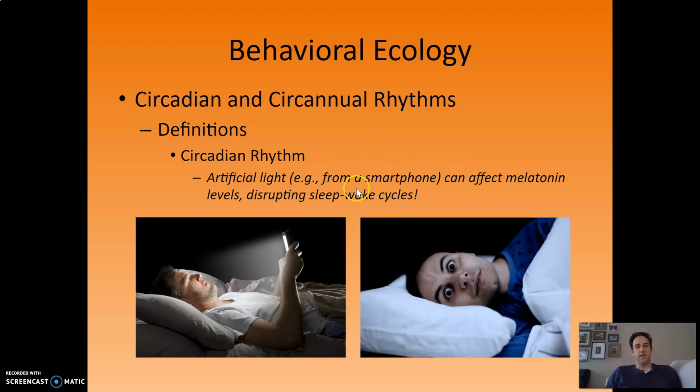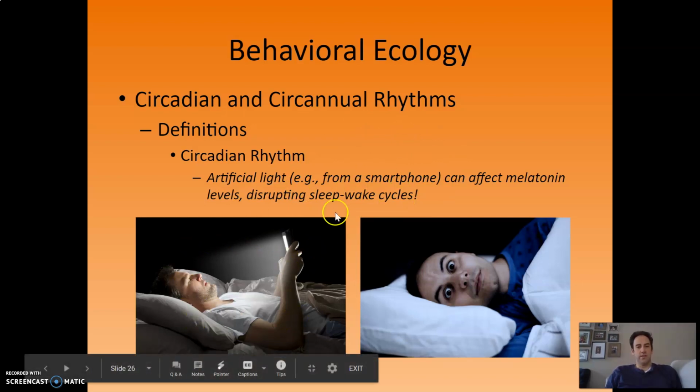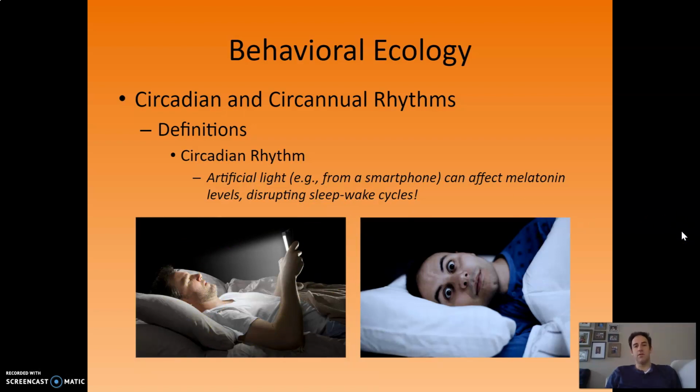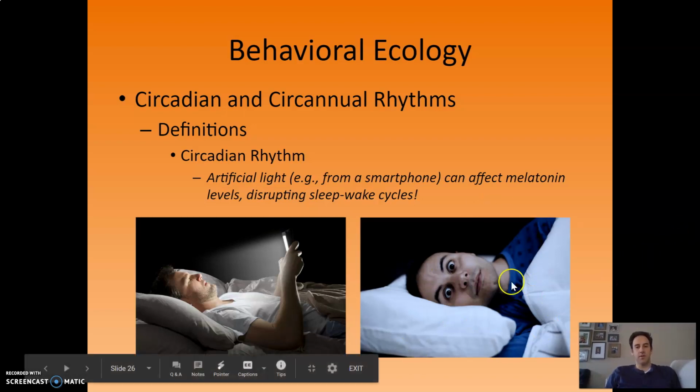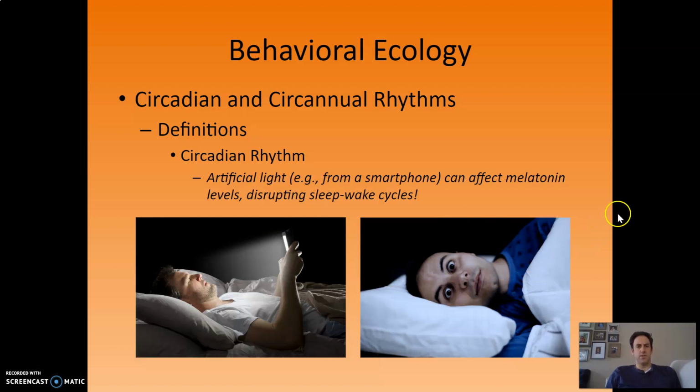And a smartphone is a common example of this. And so if you're somebody who likes to sit in bed and stare at a screen before you go to sleep, that is probably altering and affecting your melatonin levels in ways you don't fully understand and could explain why you have a hard time falling asleep later. So keep those phones out of the bedroom, ladies and gentlemen.